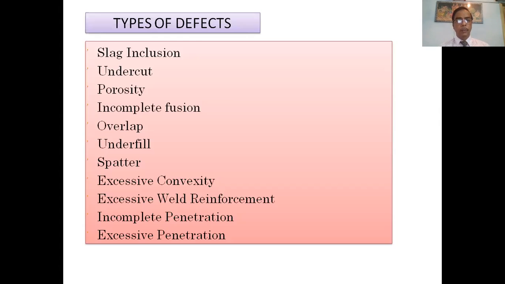Types of defects: slag inclusions, undercut, porosity, incomplete fusion, overlap, underfill, spatter, excessive convexity, excessive weld reinforcement, incomplete penetration, excessive penetration.